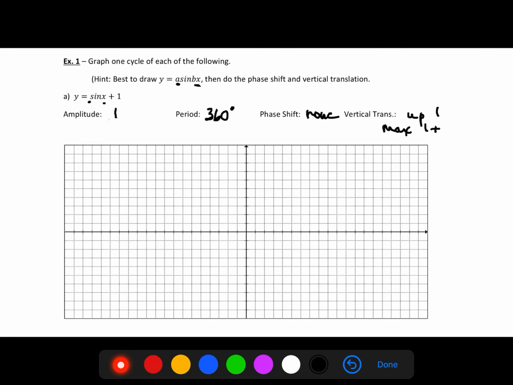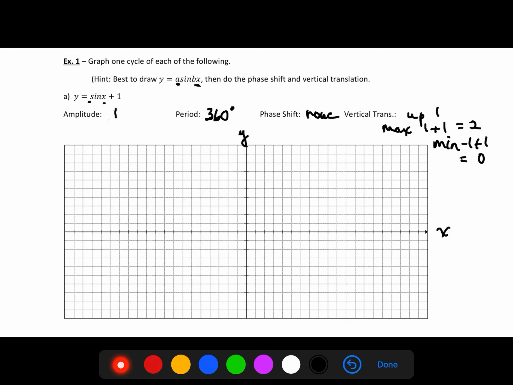So we know that our max of 1 now goes to 2. Our min of -1 now goes to 0. So we need to have our y-axis as 0 to 2.